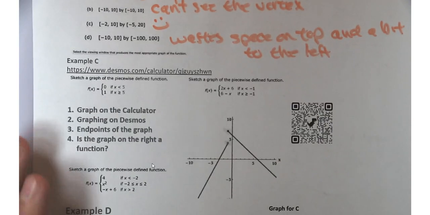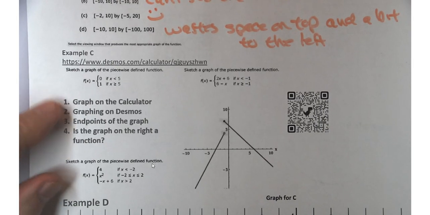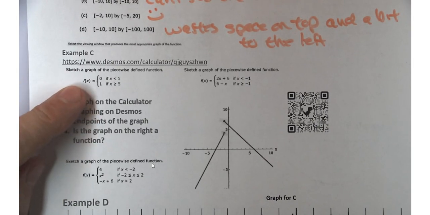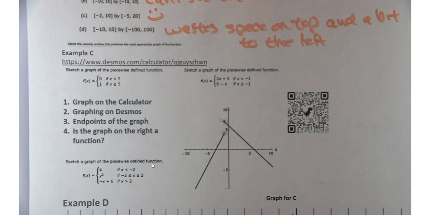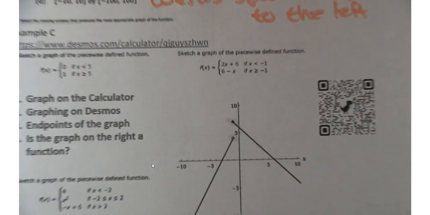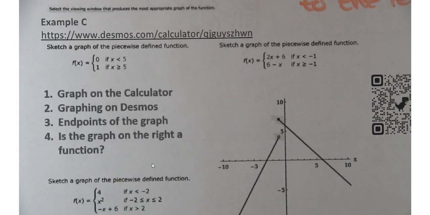So the other day we practiced working with piecewise functions. We're going to do that again with some of these so that you can feel comfortable and confident when you approach the exam. So let's look at this first one here. F of x is 0 for x less than or equal to 5, and 1 for x greater than or equal to 5. Okay, so we're going to graph this first of all on our graphing calculators. So let's do that one.